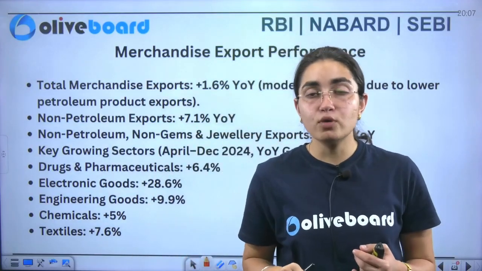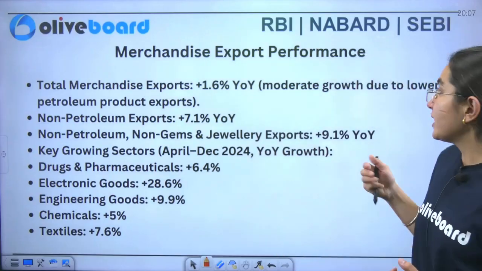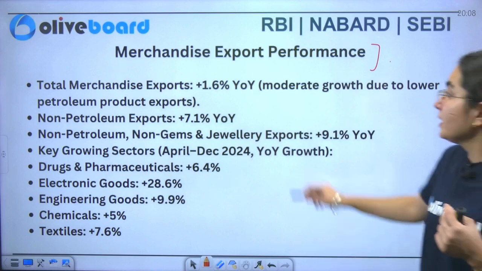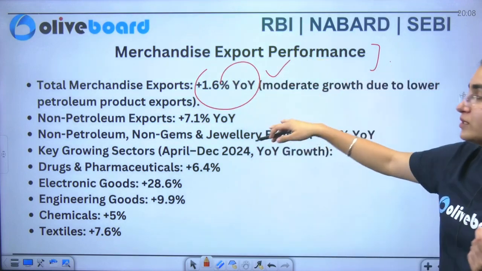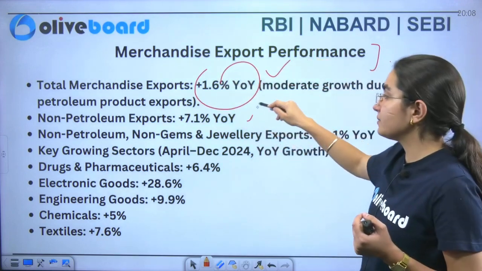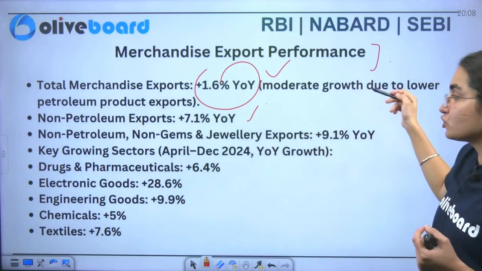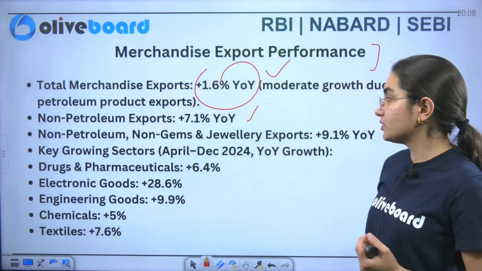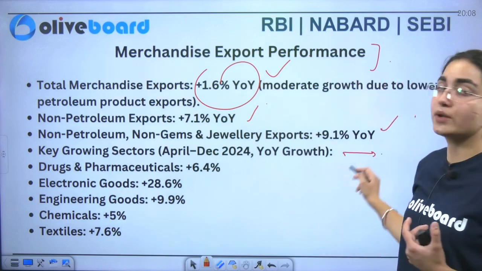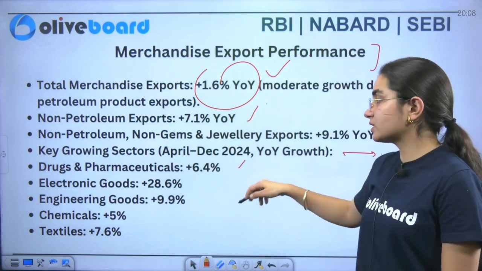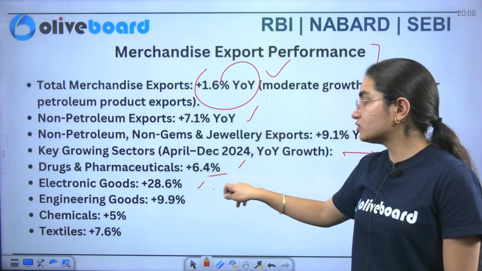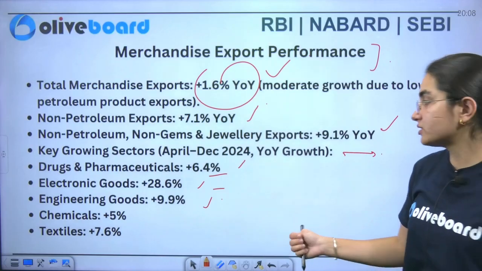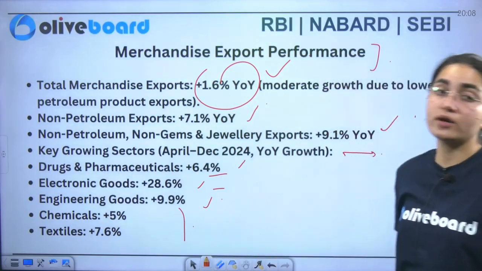Now we'll see your merchandise export performance. So your total merchandise exports have increased by 1.6% year on year. ठीक है, non petroleum exports की अगर बात करो, so they have increased by 7.1% year on year. Non petroleum and non gem and jewelry has an increase of plus 9.1% here. If I talk about the growing sectors here, you can see drugs and pharmaceuticals, there is growth here also. Electronic goods, there is growth here also. Your engineering goods, there is growth here also, which consists of your chemicals and your textiles also.